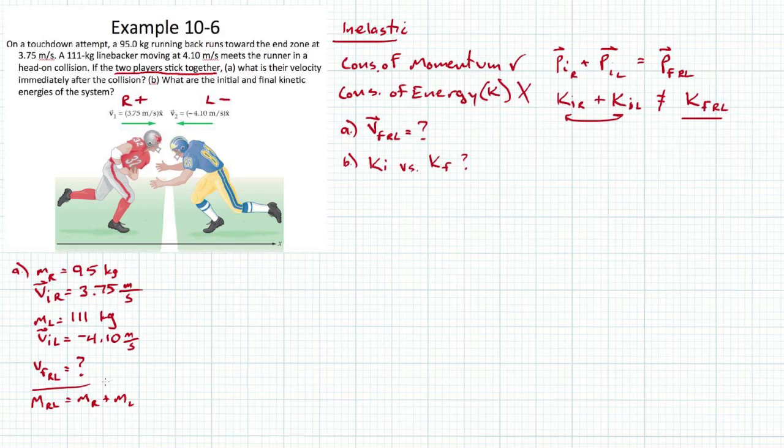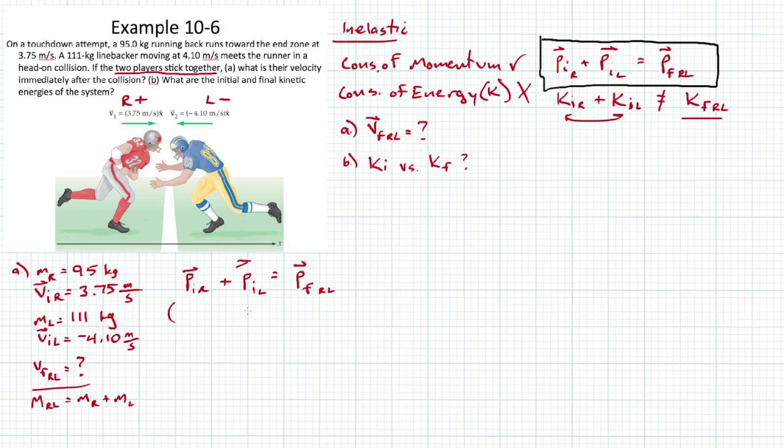But the final velocity we can solve using the conservation of momentum. The fact that the momentum of the one player plus the momentum of the other player is going to equal the momentum of them both, whether they stick together or whether they don't. So let's write this out. The initial momentum of the running back plus the initial momentum of the linebacker is going to be equal to the final momentum of them together.